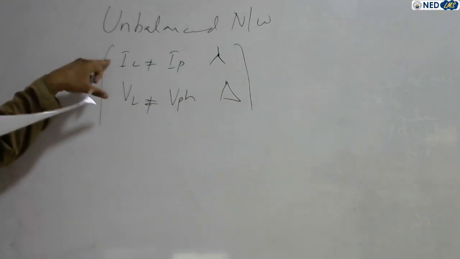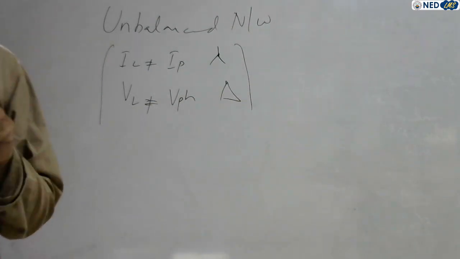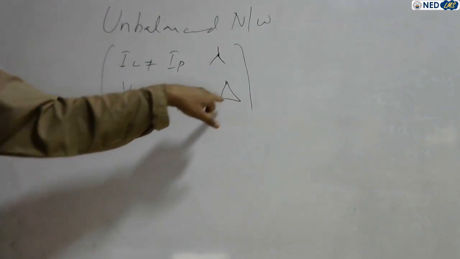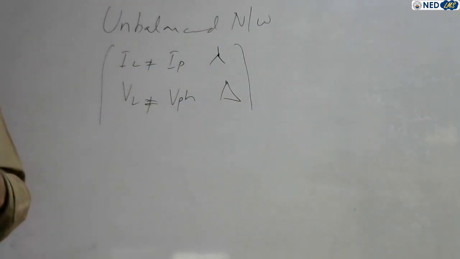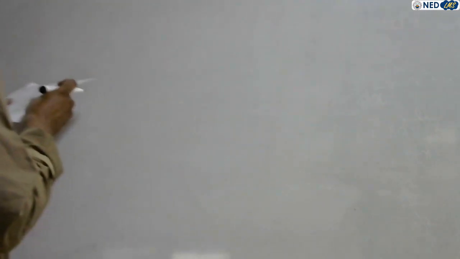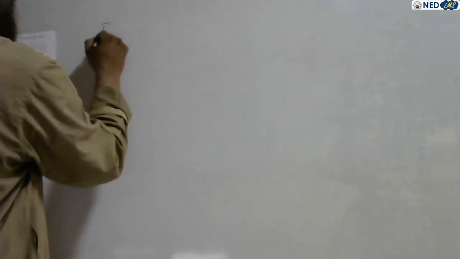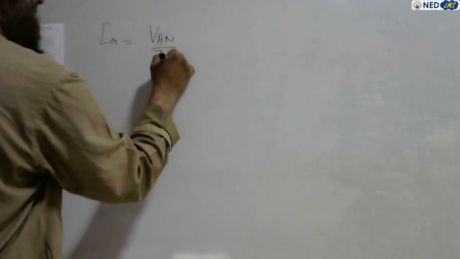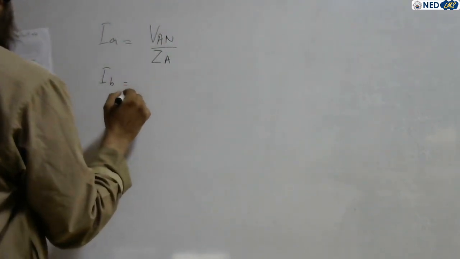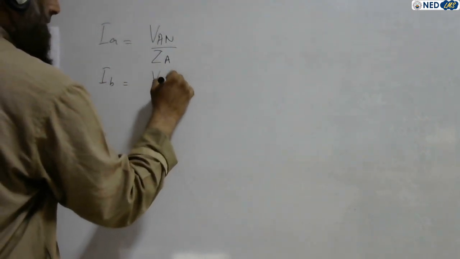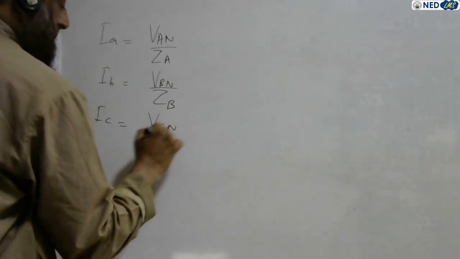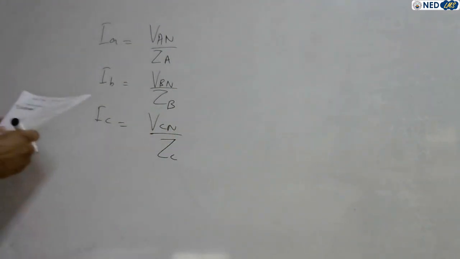The currents are not equal because the load is unbalanced, because every load draws a different current. So line current is not the same as phase current in a star connection, and line voltage is not the same as phase voltage in a delta connection. Remember this. Now, in this case, each phase has a different current, that is, the respective phase voltage divided by the respective impedance. Similarly, the second phase current is the respective phase voltage divided by the respective impedance, and similarly for the third current.